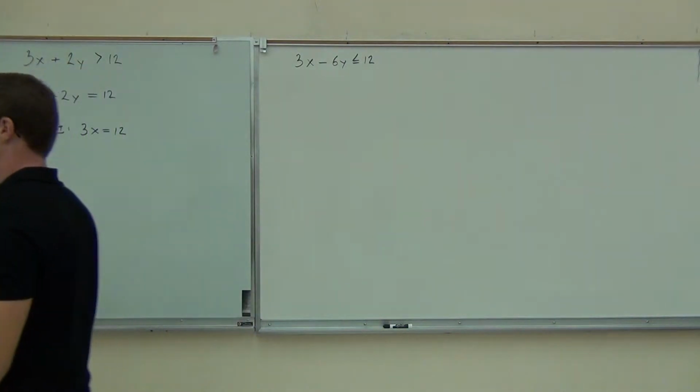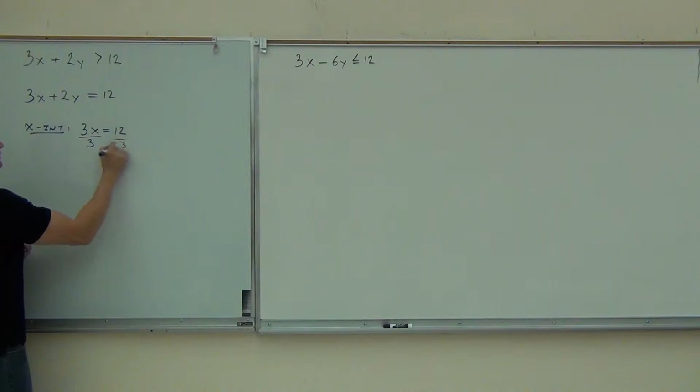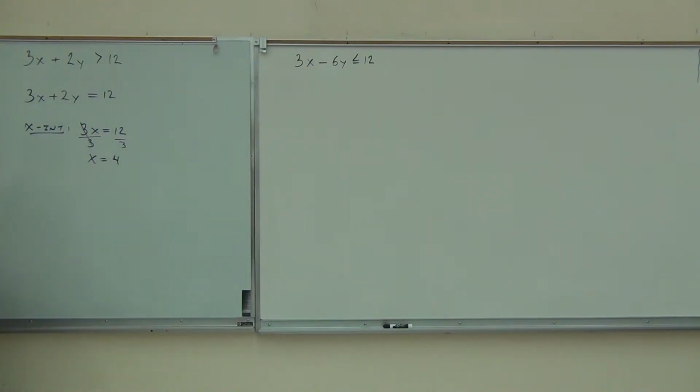In our case, what is that step? Yeah, we'll do that. Divide both sides by 3. And all of a sudden we have our x-intercept, and that's 4. Not so bad.